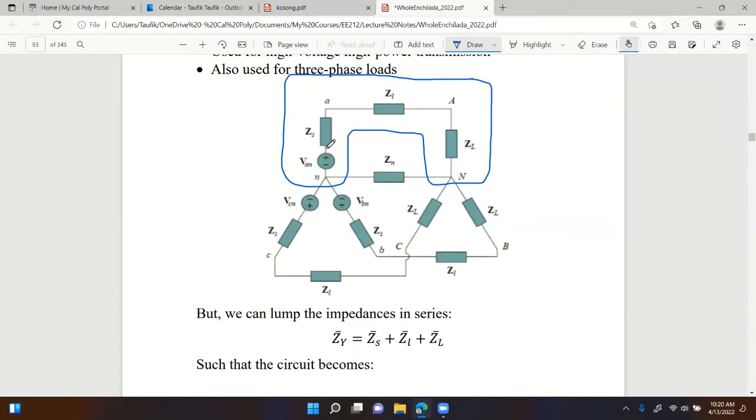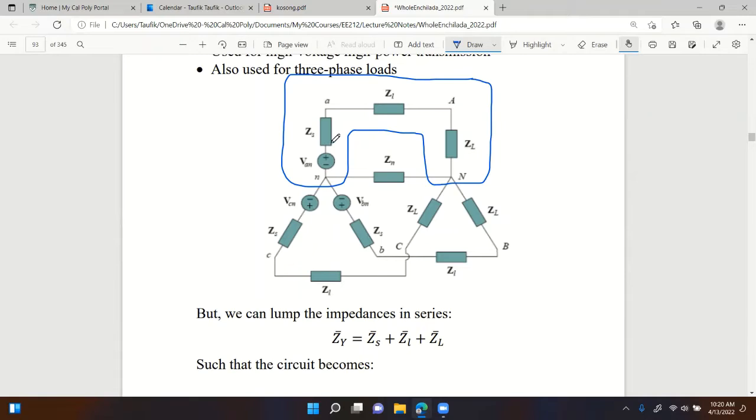Again, they are connected in Y. So you can see for phase A, that's the common node. Common node is lowercase n. For the load side, common node is uppercase N. And look at the way I label these: on the source side, I use lowercase, and on the load side, I use uppercase.